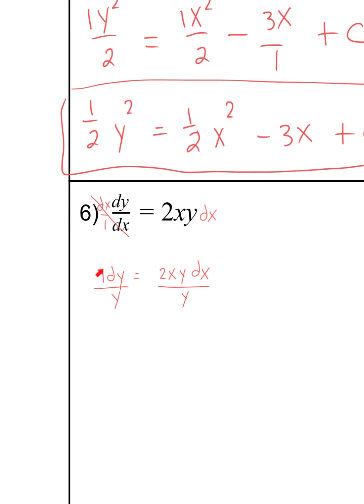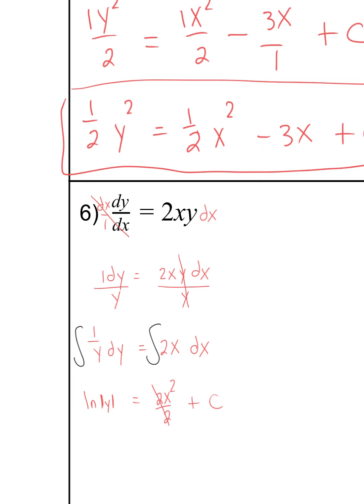And again, I'm going to pull this out, so I'm going to write the left-hand side as 1 over y dy. And on the right, these cancel, and I have 2x dx. Now my variables are separated. Now I am ready to integrate both sides. Big elongated s. Now we take the antiderivatives. The antiderivative of 1 over y is, again, ln, absolute value of y. On the right, the antiderivative of 2x is 2x to the second over 2 plus c.